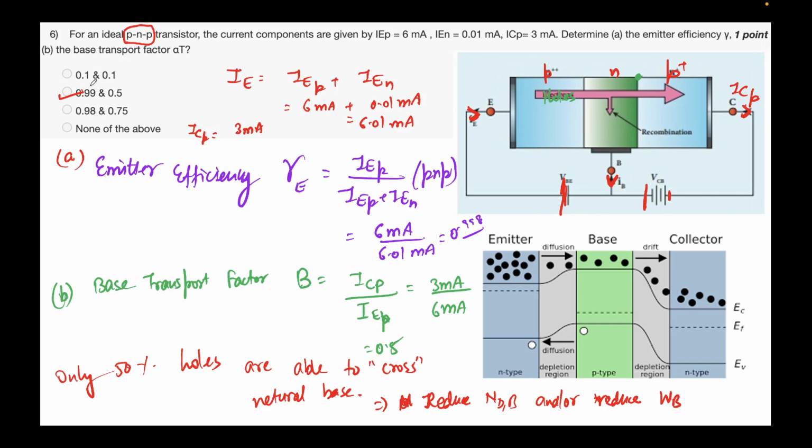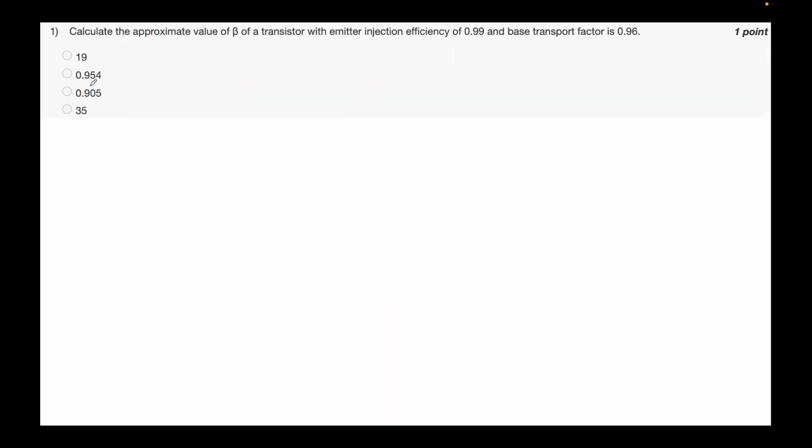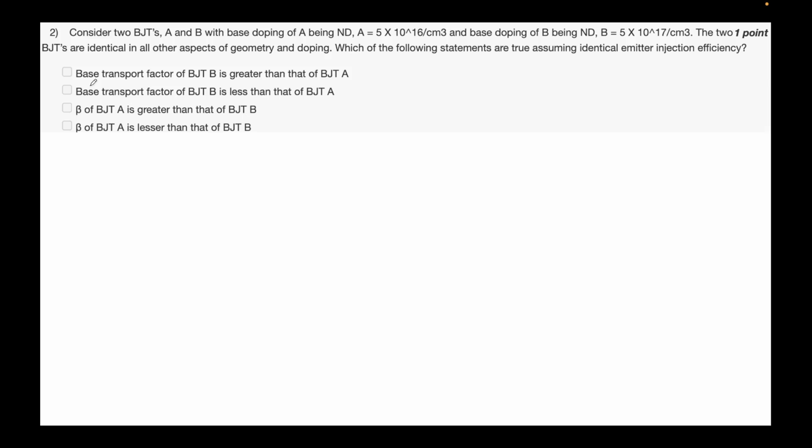So in this we talked about two terms, based on our understanding of the PNP transistor: the emitter efficiency and the base transport factor. We had seen these terms in a more qualitative way in our last discussion, but now I have put some numbers and names to them. So that's all.